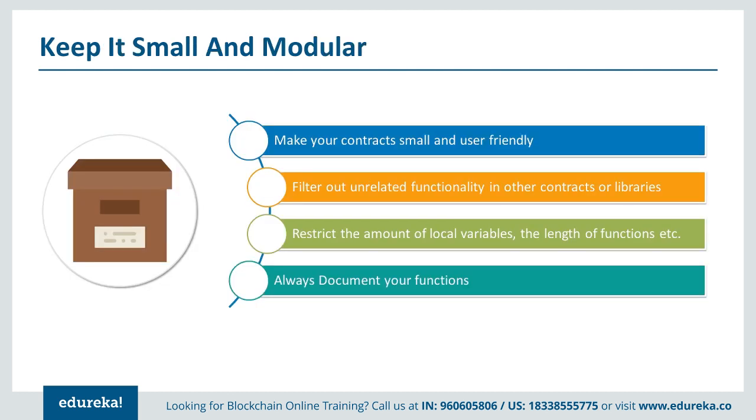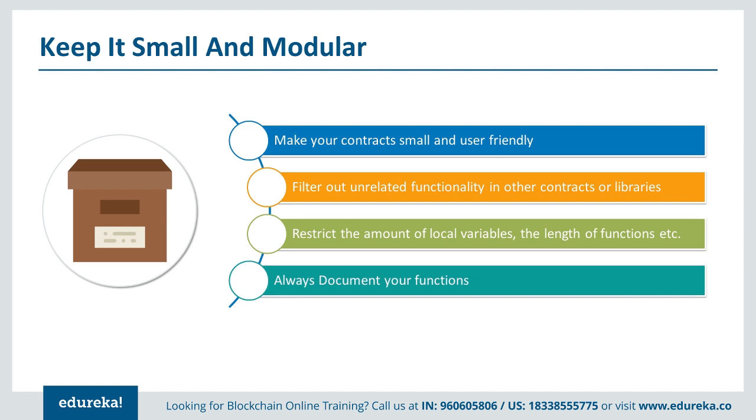So these are some of the general aspects of any programming language or any program that you write. Some of the things that you always need to keep in mind: make your contracts small and user friendly, and filter out unrelated functionality into other contracts or libraries. If there is repetitive functionality, better to write a library. Limit the number of local variables and the length of the functions. Always document your functions, so always write comments. And in Truffle, there are libraries available that automatically create your documentation as well. Once you create your functions, it automatically creates your documentation.